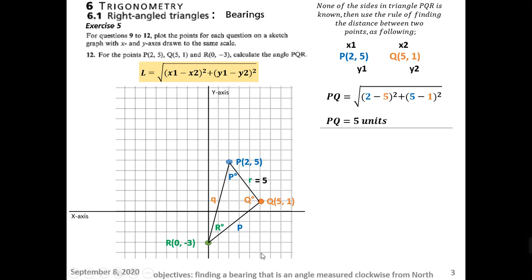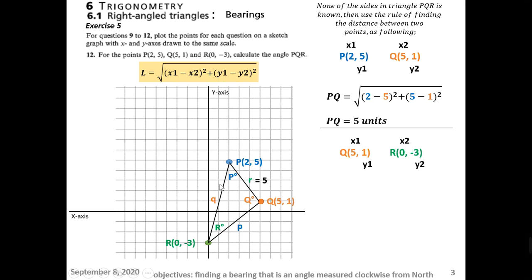Let's go now to the second 2 points or the second line. So we're going to calculate the length of line QR. So point Q and point R. Let's identify the x's. x1 is 5, x2 is 0. And then let's identify the y's. y1 is 1, y2 is -3. Let's substitute the x's and the y's in the general formula.